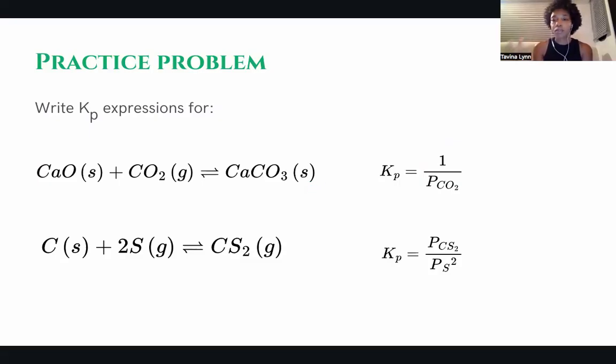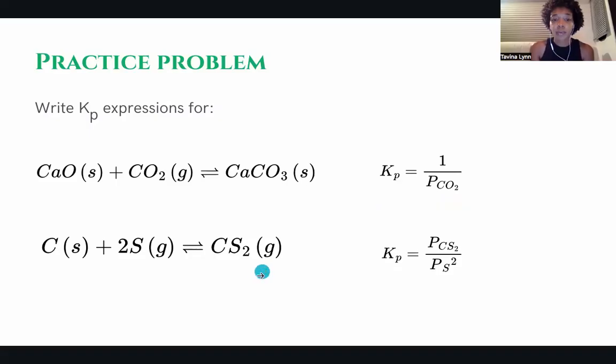They're thought to be pure. They don't change. Their concentration doesn't change. So we just plug in a 1 over the pressure of CO2, which is in a gas phase. And again, our calcium oxide would be represented as 1 as well. So this is 1 over pressure of CO2 is our K sub P expression.